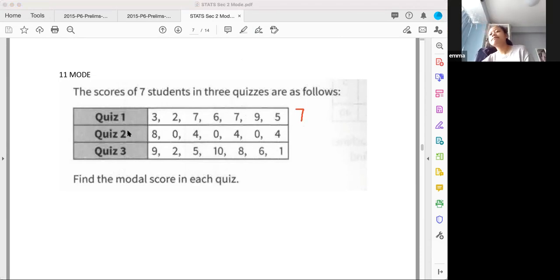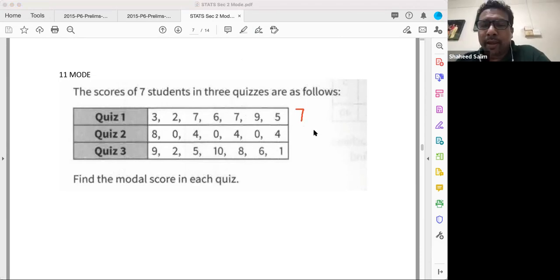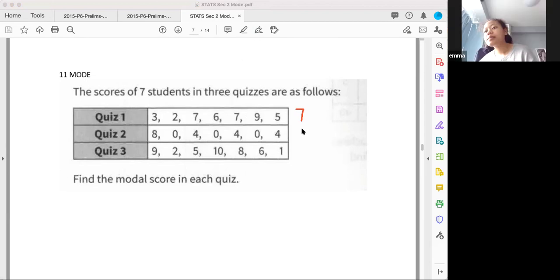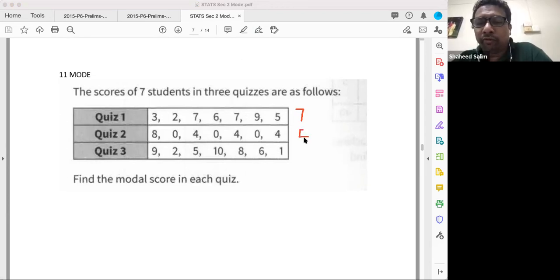What's the highest occurring score in quiz 2? There are 2 of them. 10. 4 and 0. One is 4, the other is 0.